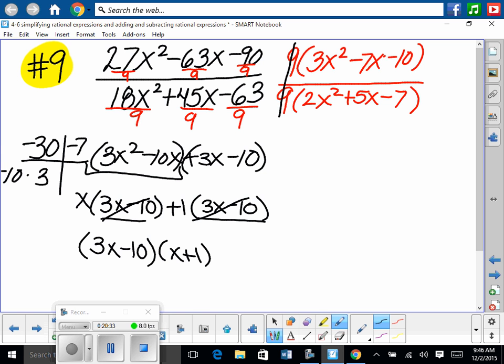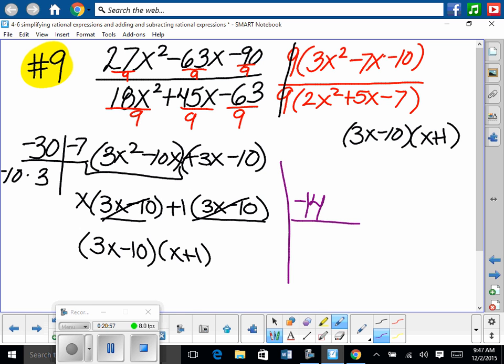So now we factor the top. It's 3x minus 10 times x plus 1. We were just factoring the top, right? That piece? Now I need to factor the bottom. So we're doing what multiplies to be, what multiplies to be -14, a times c, and adds up to be 5. It's 7 times 2, negative with the 2.